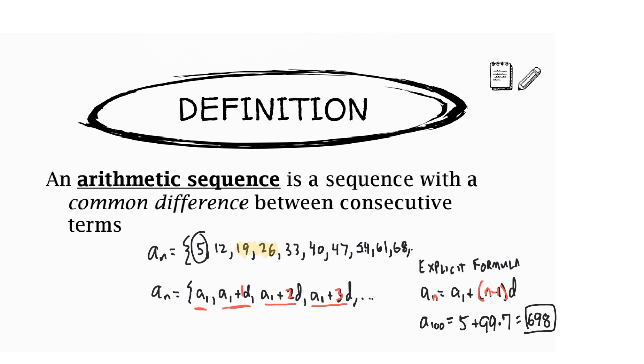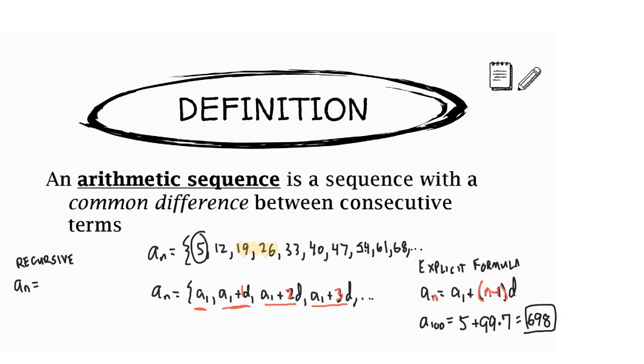And we could just keep on going until we reached the 100th term in this particular sequence to find out that it was 698. And I mention that because that's another way to describe an arithmetic sequence. It's called a recursive formula. It's called recursive because the nth term in the sequence is defined based on the terms that come before it.